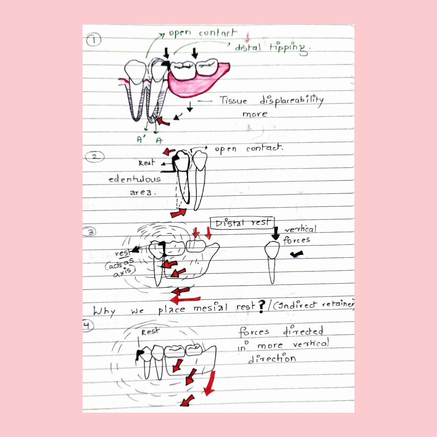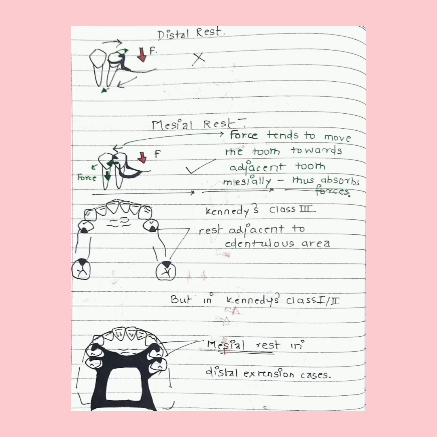This is very important. When we design RPD, we usually place the rest on the adjacent tooth, the tooth adjacent to the edentulous area. But when you get a case of Kennedy's class 1 and 2, you will place a mesial rest. Due to the mesial rest, the occlusal load on the abutment tooth is decreased because some of the forces are transmitted to the adjacent tooth as well. Those were some basic things about indirect retainer that you must know, and this will really help you while designing RPD. I'll come up with more videos on this.